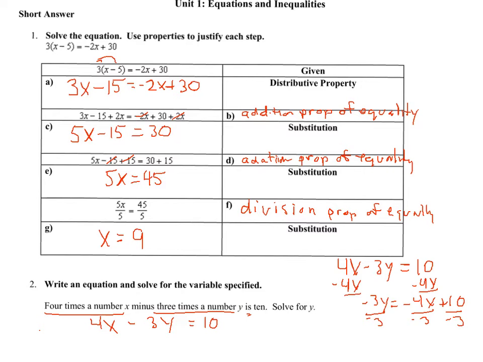And for my answer, these are gone, so I've got y equals negative 4x divided by negative 3 is negative divided by negative, positive, so it's going to be 4 over 3x. I've got a 10 divided by negative 3, that's going to be minus 10 over 3. And that is our answer for that, and that is number 1 and 2.